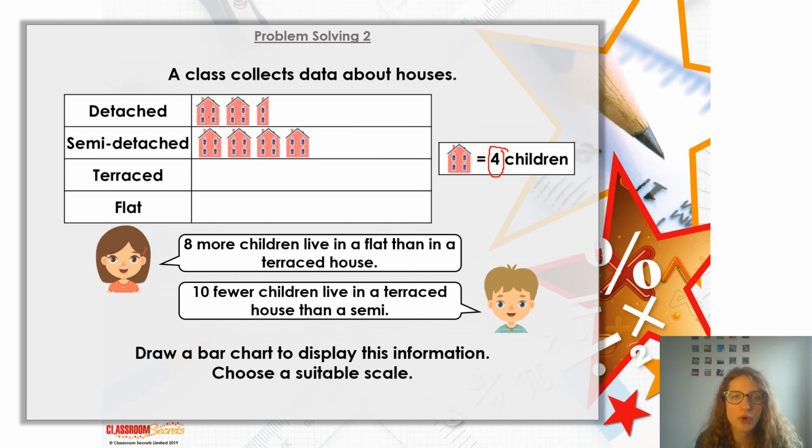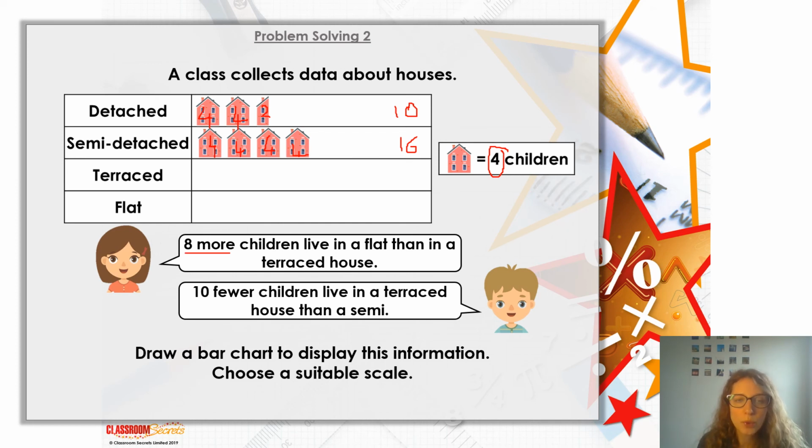So we've got 4 on here, 8, and then half of that would be worth 2. Okay, so we've got 4, 8, 10. Okay, so this one we've got 4, 8, 12 and 16. So 16 children live in a semi-detached house. Okay, and we need to fill out these last two, so we're going to use the clues we're given.